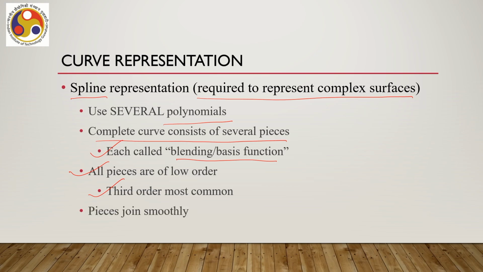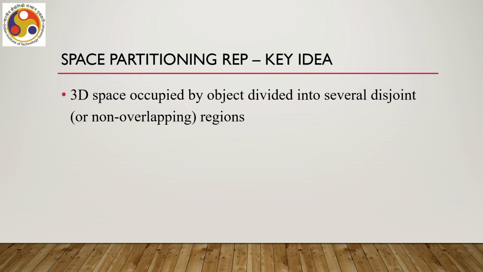We also have to ensure that the way we define the polynomial pieces, they must join smoothly. For that, certain geometric and other properties need to be satisfied by each of these pieces, but those details we can skip here. So, that is about boundary representation.